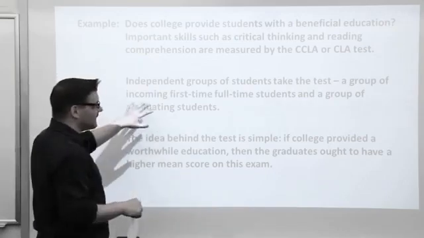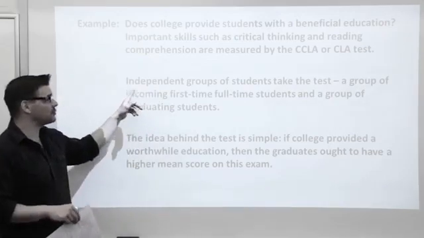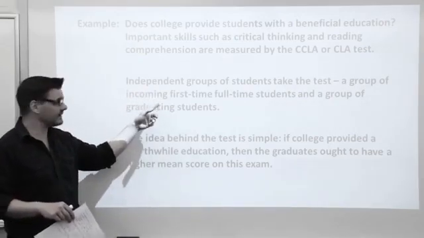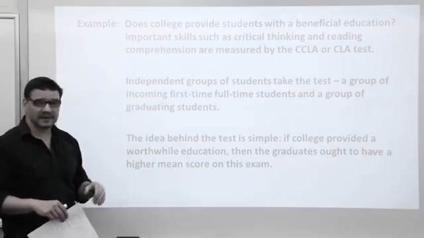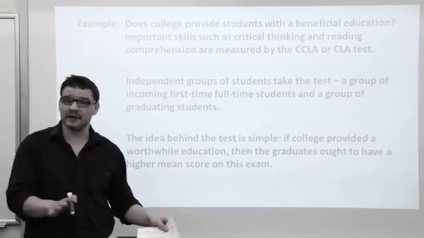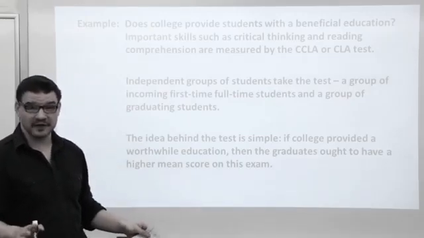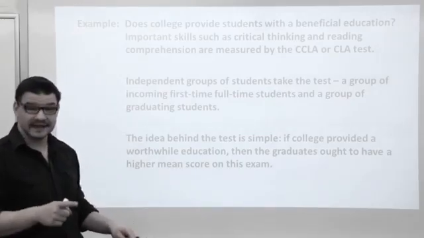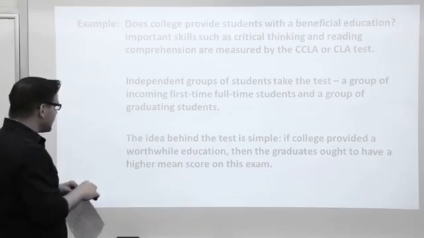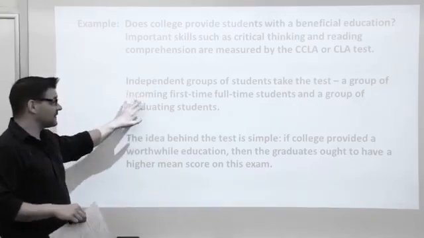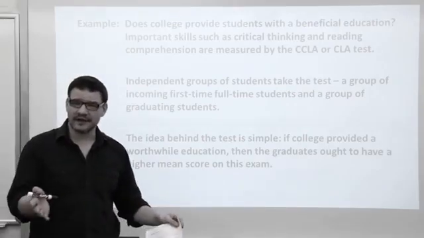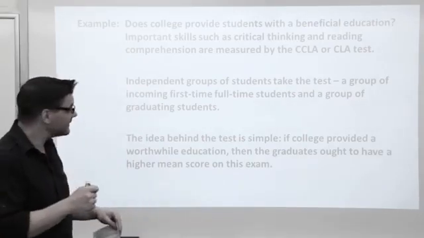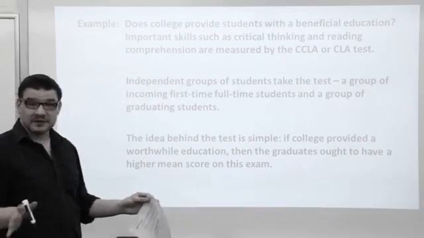So here's what happens in this test. Independent groups of students take the test. A group of incoming first-time, full-time students, so true freshmen. We'll take a random sample of freshmen and give them that test, the CCLA. And the second group, independent of the first, is a group of graduating students, so students who are completing their degrees. We'll give them the test. It's not the same students.